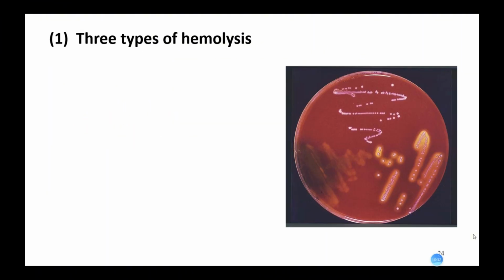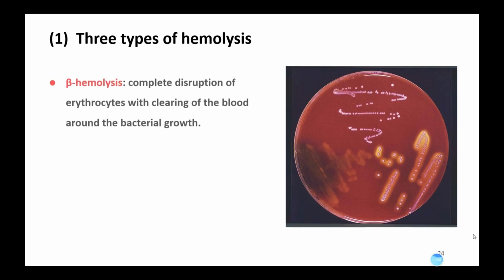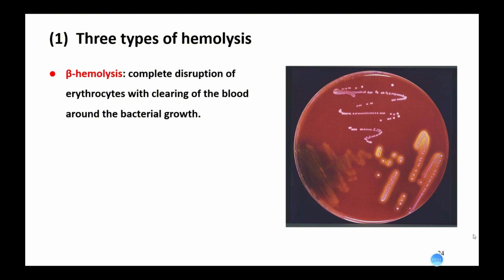First, the hemolysis. 3 different types of hemolysis. Okay. You understand this word hemolysis? What's the meaning of hemo? Blood, right? Here we are talking about the red blood cell. Okay, they lyse the red blood cell. So we use a blood agar, which contains the intact, whole red blood cells. Okay. Then we culture the bacteria on the surface. And the first type of hemolysis is called beta hemolysis.